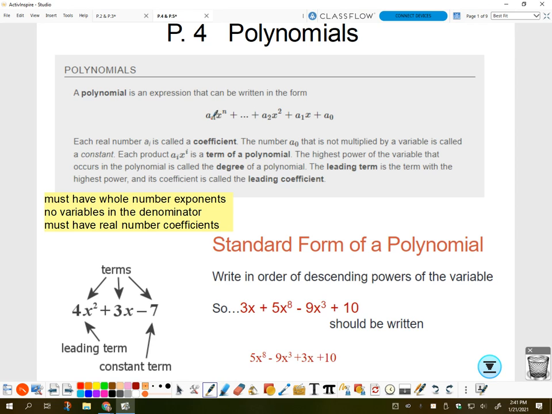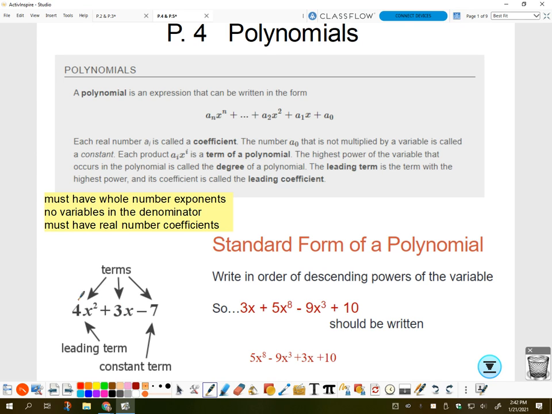And so these a sub whatevers just represent coefficients, and these x to the n's or x squareds just represent variables. So the rules for something to be a polynomial is that you have to have whole number exponents. So your exponents have to be things like 1, 2, 3, 4, 5. No variables in the denominator, because that would imply a negative exponent. And you have to have real number coefficients, which only leaves out imaginaries, which we're not really dealing with right now.